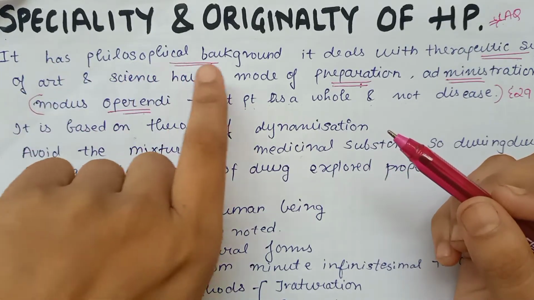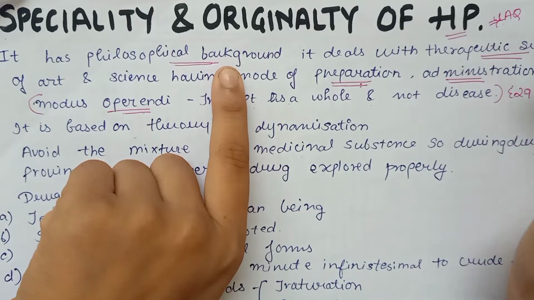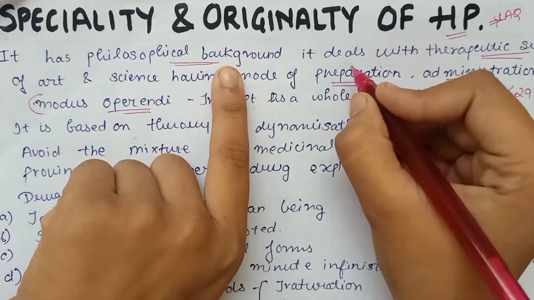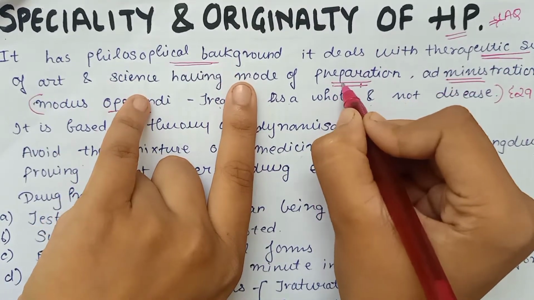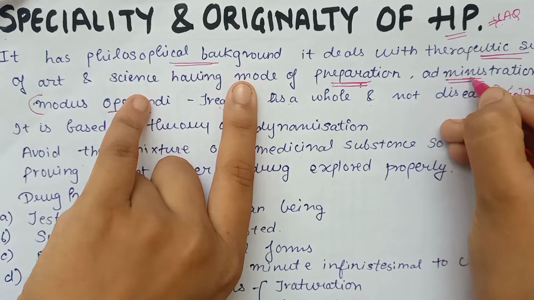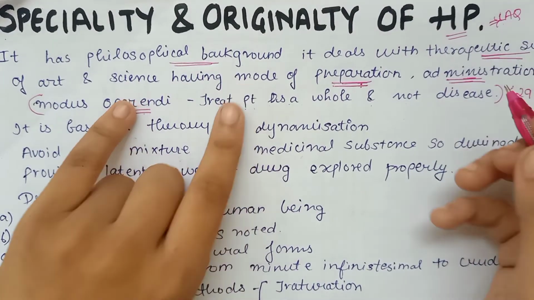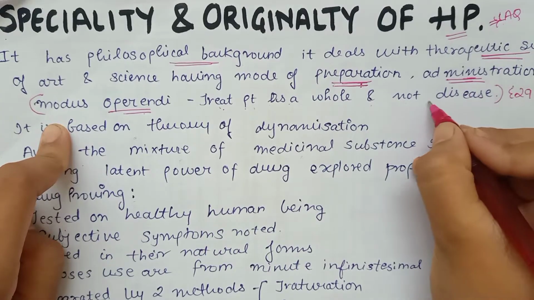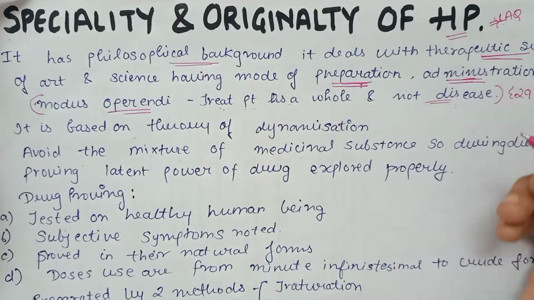Then it has a philosophical background, meaning homeopathic pharmacy does not have mathematical aspects, we do have some, but it is more into a philosophical background. It deals with a therapeutic system of art and science having a mode of preparation. We study about the preparation and how we have to administer or use it, and modus operandi, and how we have to treat the patient as a whole and not just as a disease. So we study that in homeopathic pharmacy.